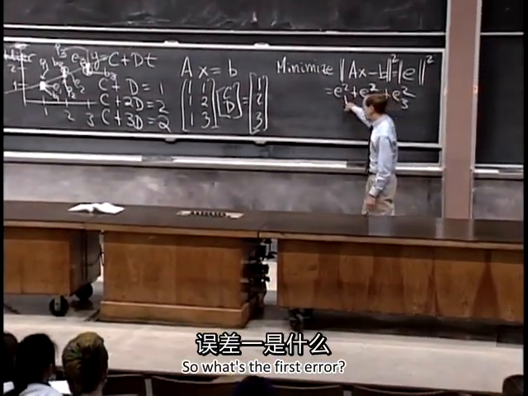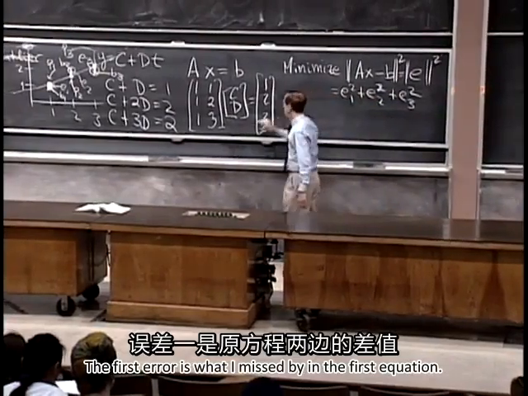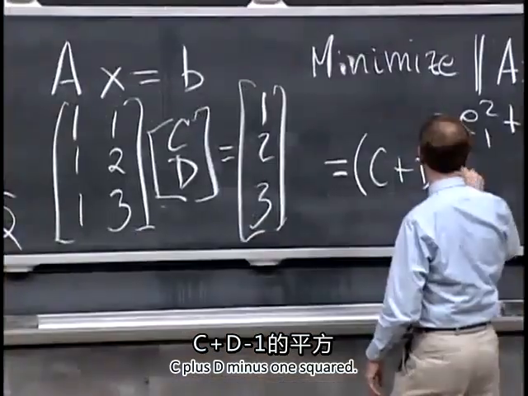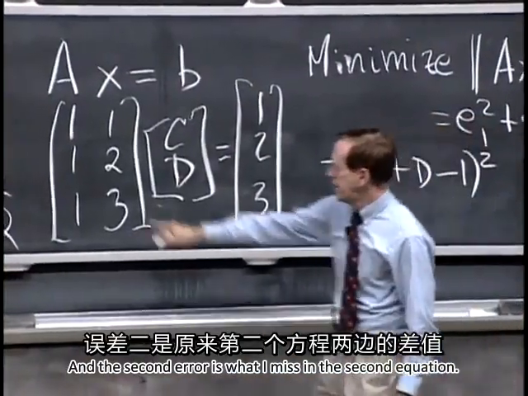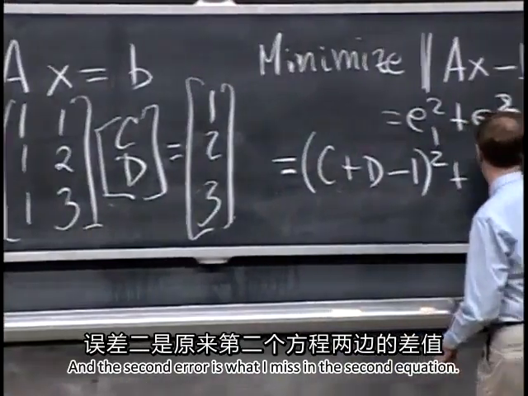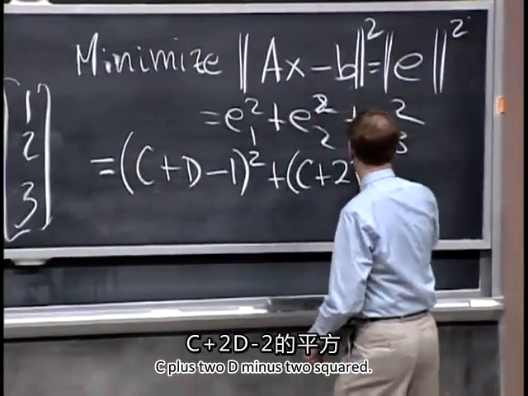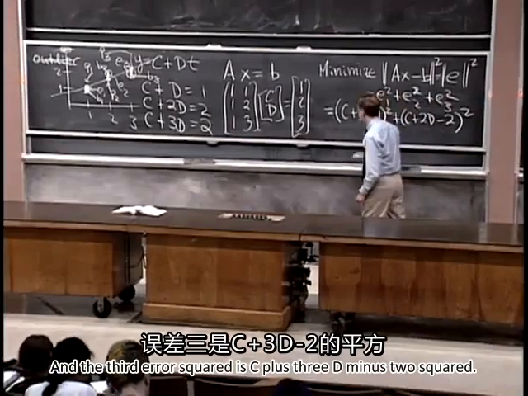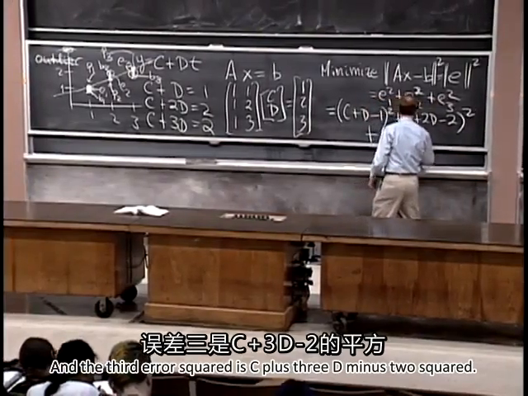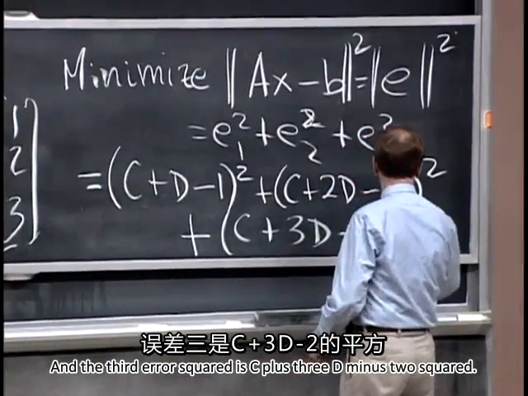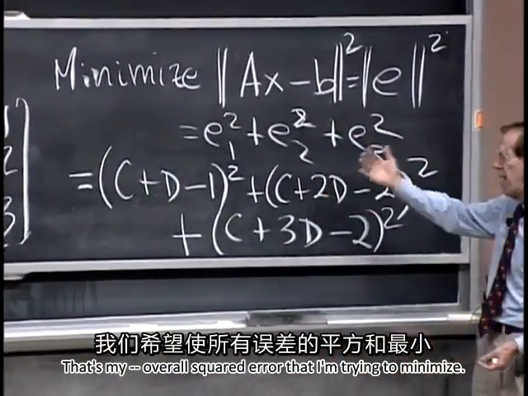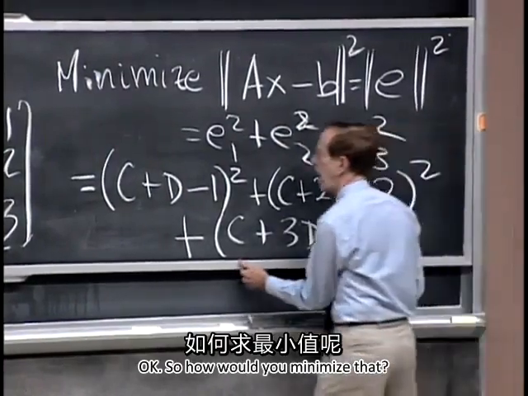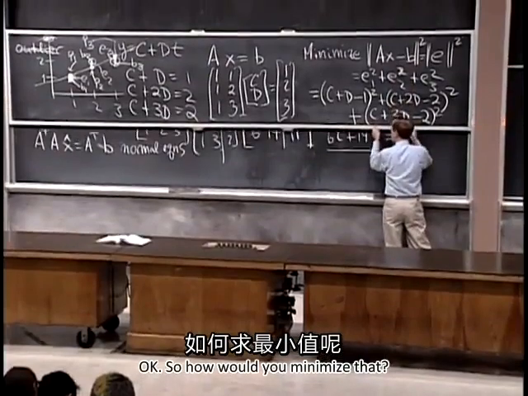So what's the first error? The first error is what I missed by in the first equation: C plus D minus 1, squared. And the second error is what I miss in the second equation: C plus 2D minus 2, squared. And the third error squared is C plus 3D minus 2, squared. That's my overall squared error that I'm trying to minimize.